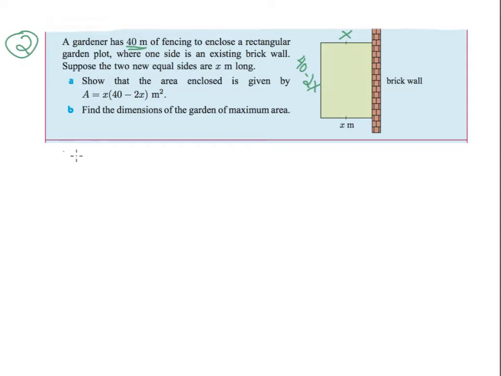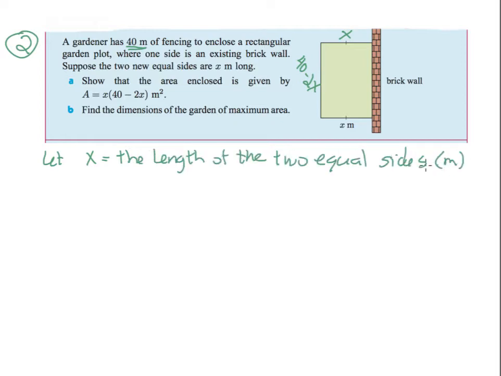So let's recall how to find the area of a rectangle, and also let's label some measurements here. So we used a variable, so we need to identify what it means. So we'll let x equal the 2 equal parallel sides in meters. We'll let 40 minus 2x equal the side parallel to the brick wall.